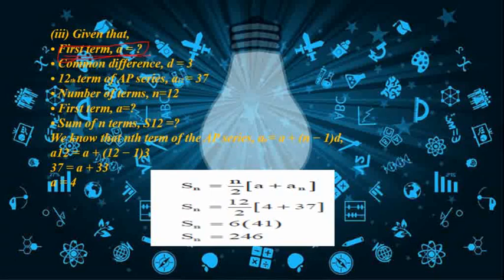As we know, the given third question, they have said that the first term is unknown, that is, we need to find it, and the common difference is 3, and the 12th term of the series is 37.